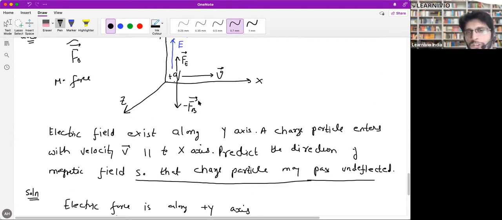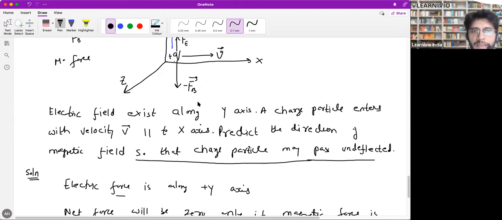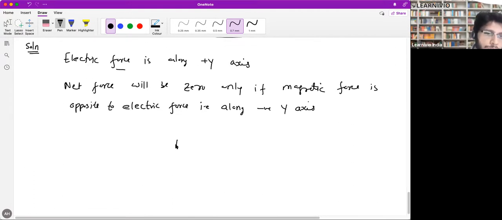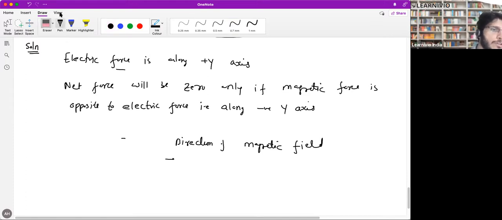Now you have the direction of magnetic force, but you have to predict the direction of magnetic field. Direction of magnetic field. So to get the direction of magnetic field, you can use following concepts.